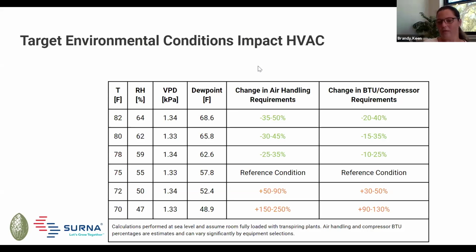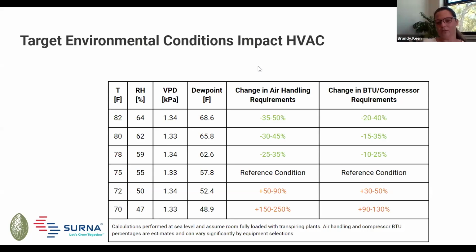or double the amount of heat exchange equipment that's present in the space to achieve that parameter, even though the load, the amount of water I've got to remove and the amount of BTUs I've got to remove from the space are the same. And then conversely, if I go up to 82 degrees and 64% relative humidity, I might be able to reduce the amount of heat exchange equipment I have in the space by as much as 50%, depending on the equipment that I'm selecting.